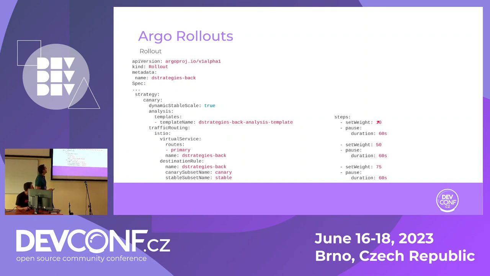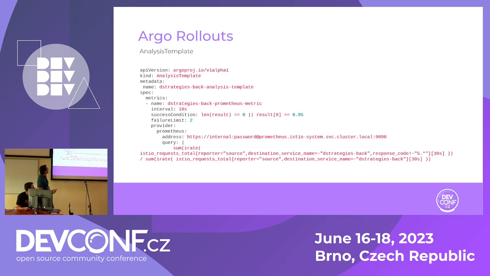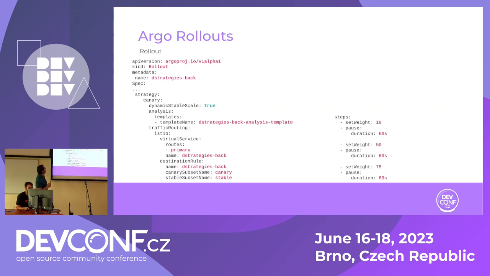In order to deploy this demo, for the backend, instead of using a Kubernetes deployment, we are using a rollout kind, okay? Also with the API version. The rollout kind is almost the same as a deployment. The only difference is that we have to add this strategy part, okay? So we have the same as a deployment, but adding this strategy part.